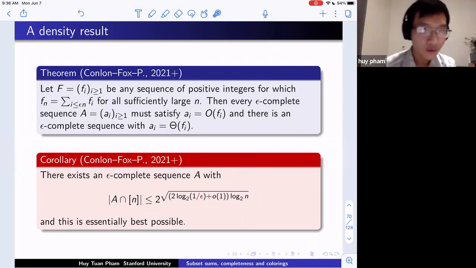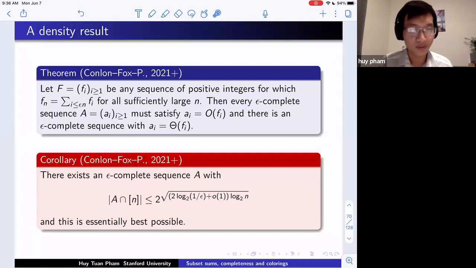So those are all the results around completeness that I want to talk about. So far we have been focusing on asking whether we can represent all sufficiently large positive integers or all positive integers as a sum of a certain sequence or a set. In the next part of the talk, we will turn our attention to focus on whether we can represent a fixed, arbitrary positive integer as a sum of distinct elements of a sequence or a set.